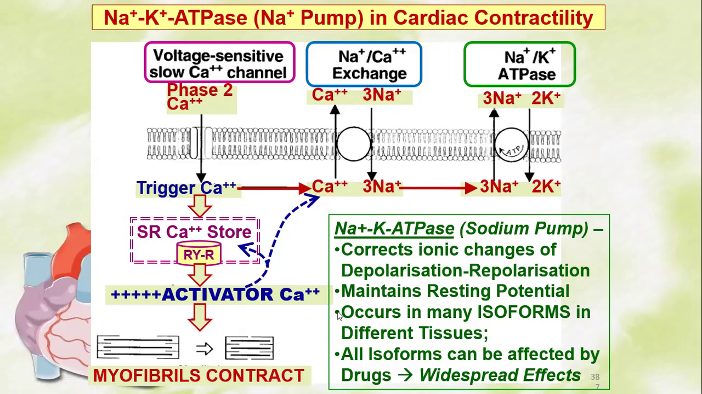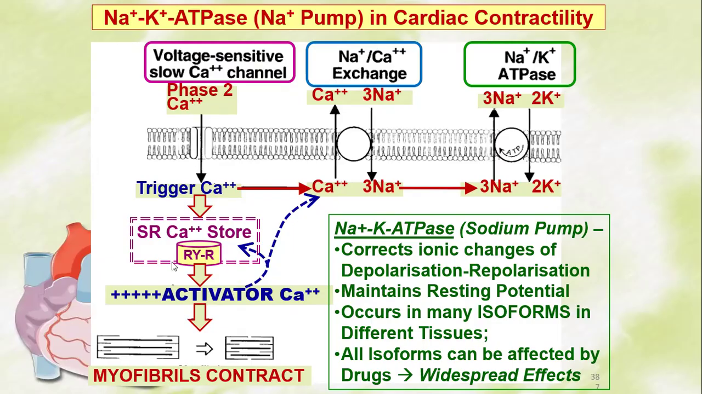So sodium potassium ATPase is formed. What does it do? It corrects ionic changes of depolarization and repolarization, maintains resting potentials, and occurs in many isoforms in different tissues. All isoforms can be affected by drugs, that we will discuss in upcoming videos, how drugs can affect these channels and how we can use them. But you can understand how your ventricles are contracting, there is a movement of cations from outside to inside, and this is what we have discussed as phase 2.